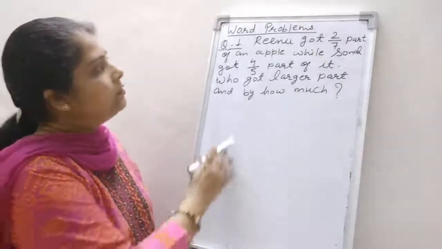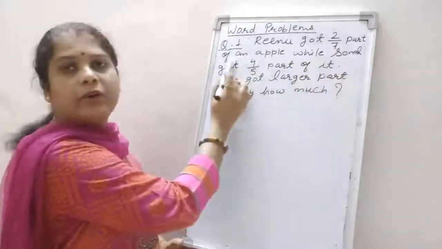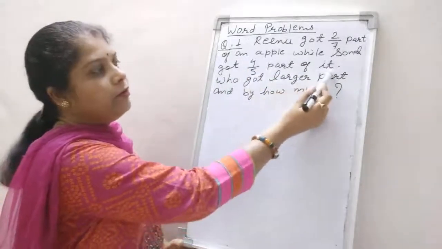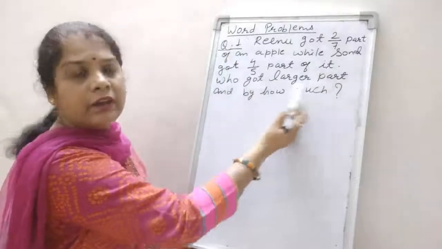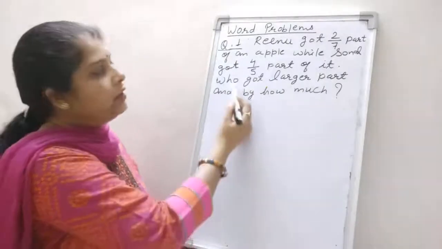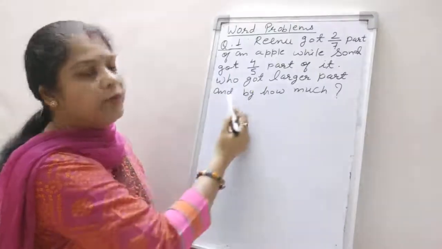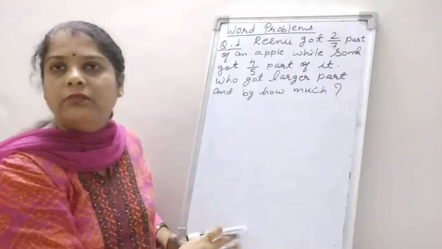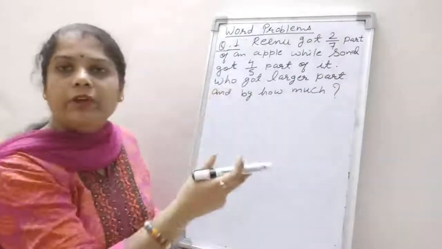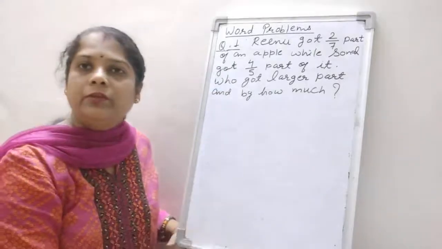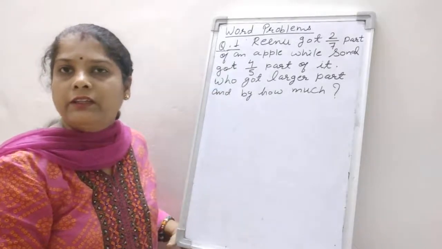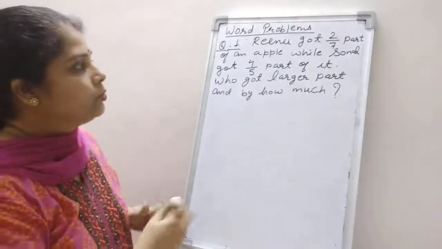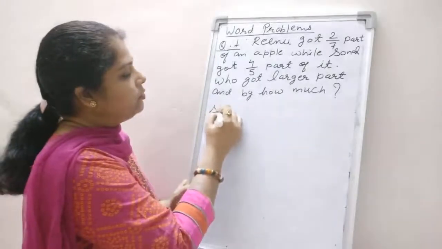Question number 1 is: Reenu got 2/7 part of an apple while Sonal got 4/5 part of it. Who got larger part and by how much? Here the question is who got the larger part of the apple, whether Reenu or Sonal. So we have to compare between these two. The comparison sums we have already done. The extra thing is that we have to write the statement lines in the word problem. So now let's start the solution.